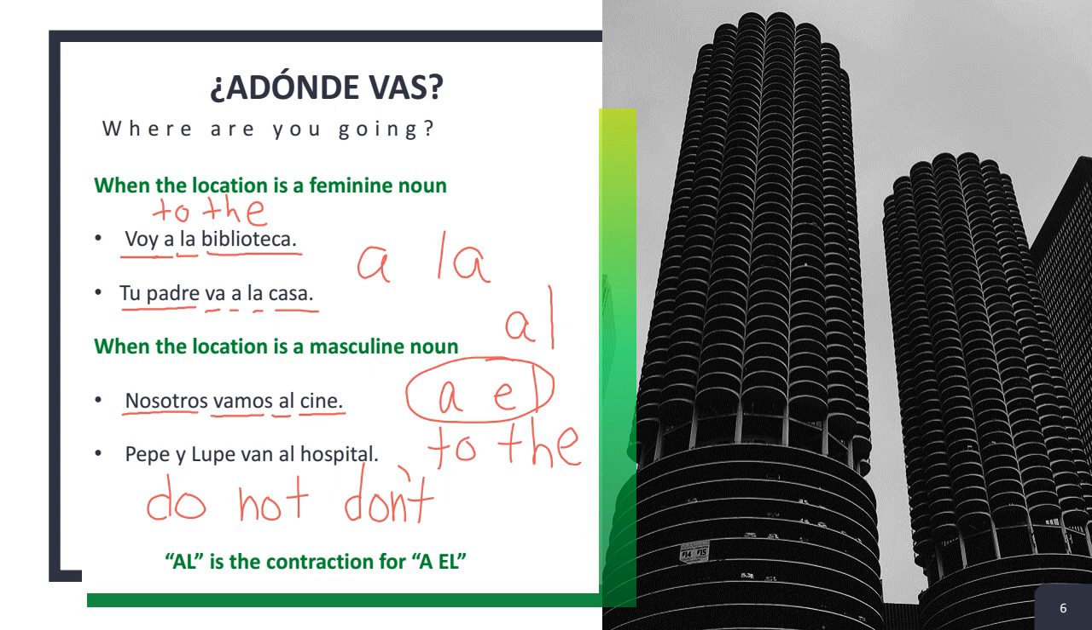The next example here, Pepe y Lupe van al hospital. So Pepe and Lupe go, al, so to the hospital. Pepe and Lupe go to the hospital. So we have not forgotten our two really important words, which are to the. We have just put them together. A el has become al.